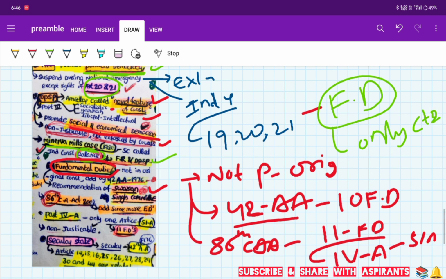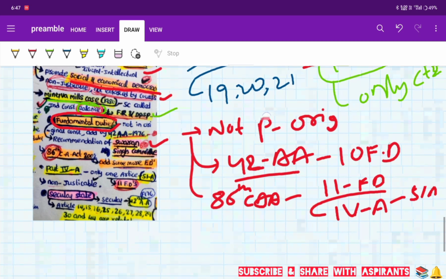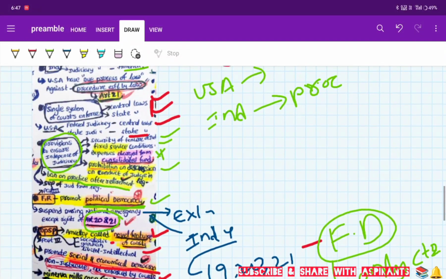So this is some glance at the salient features of the constitution. Here I just covered it at a very fast glance. In the upcoming classes, I am going to cover an in-depth analysis of every topic.